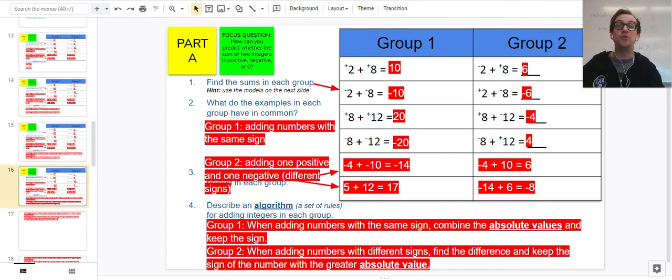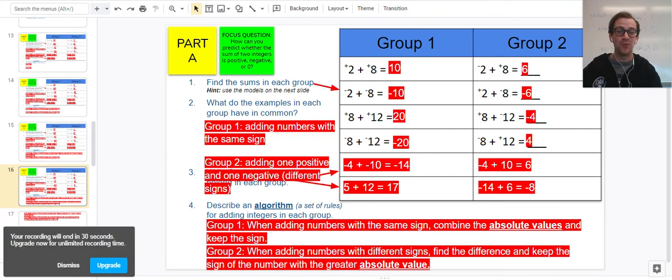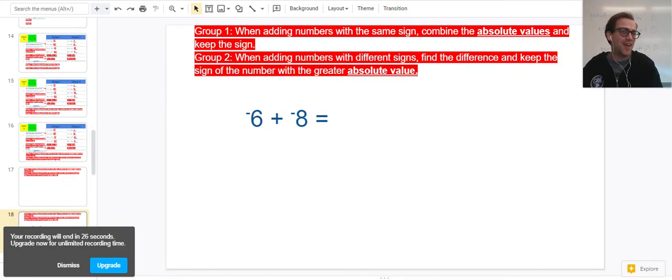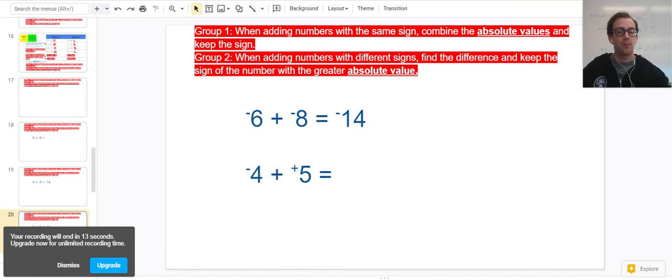You are going to have to know how to use these algorithms so that we can always check our work. So what if I gave you the number sentence negative 6 plus negative 8? I know that belongs in group 1, same signs, negative and negative. So I'm going to combine 6 and 8 is 14. They're both negative, so it's negative 14. How about negative 4 plus positive 5? That belongs in group 2 because they're different. So I'm going to find the difference. 5 minus 4 is 1. Which one's bigger? Positive 5, so it's positive 1.